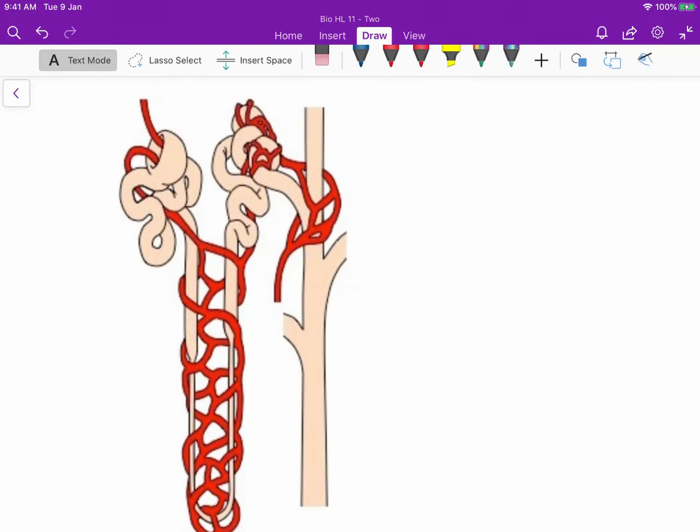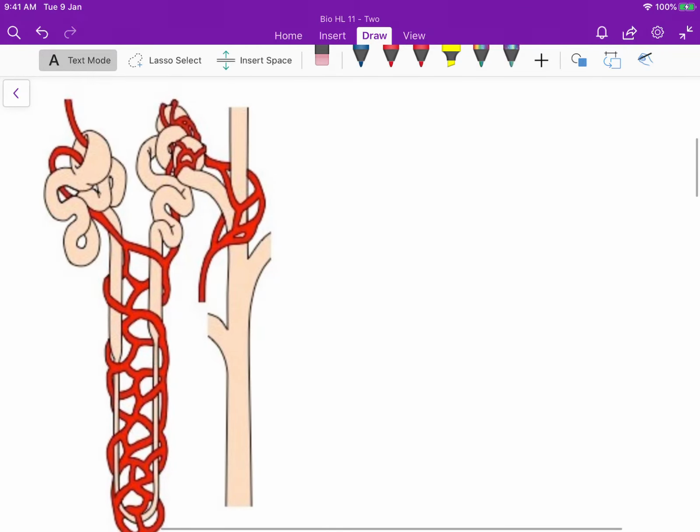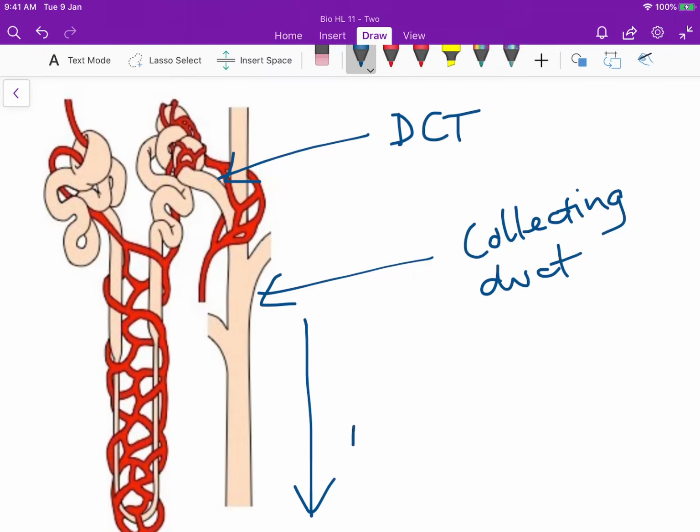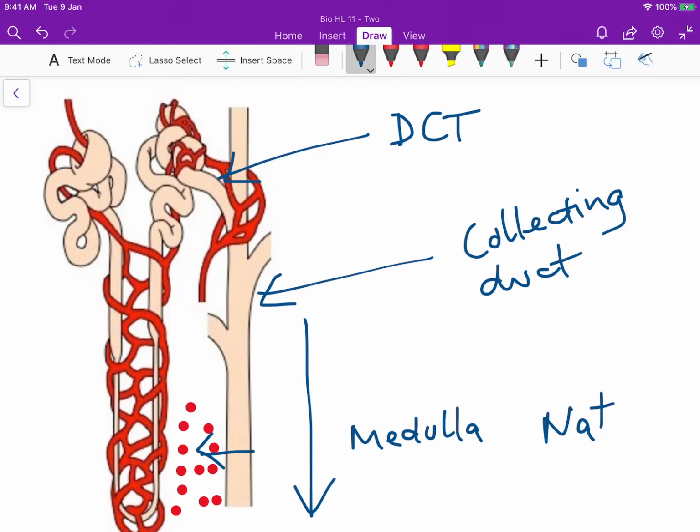ADH does act partly on the last part of the distal convoluted tubule, the DCT, but mainly it acts on the collecting duct. Now you can see that the collecting duct is also going down deeper into the medulla. And deep in the medulla, we said there was lots of salt. Because this part here is very salty, especially towards the bottom, if water can move, water will move. So the default position is that water will get absorbed out of the collecting duct. Now, if we absorb lots of water, we would get less water there.